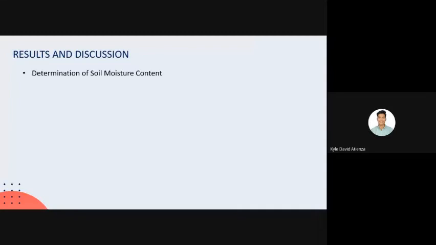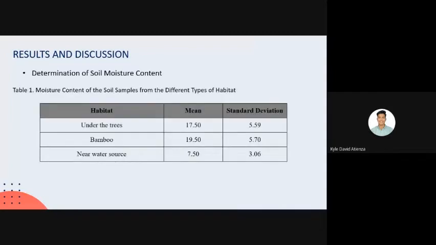For the determination of soil moisture content, under the trees, 17.5 is the mean with a standard deviation of 5.59. The bamboo habitat has a mean of 19.5 with a standard deviation of 5.7, and the near water source habitat has a mean of 7.5 with a standard deviation of 3.06.